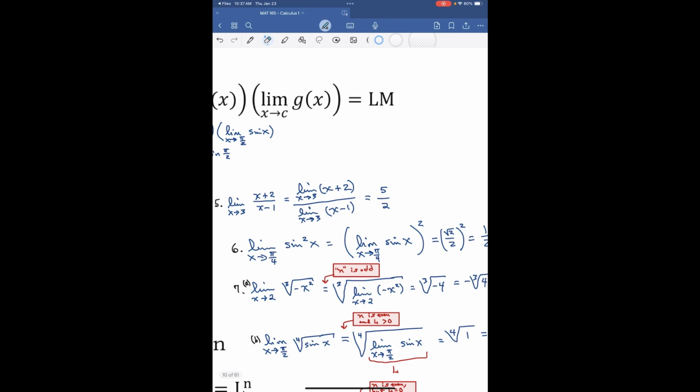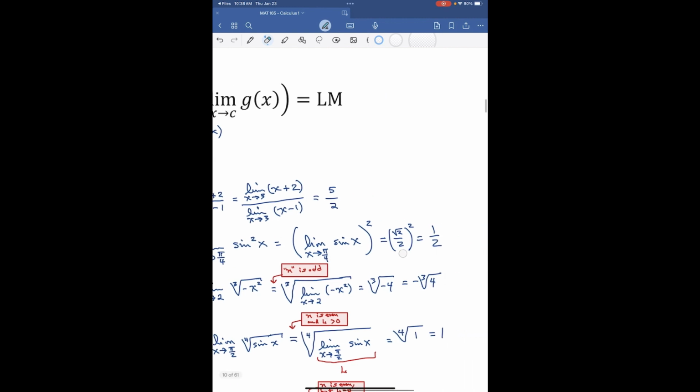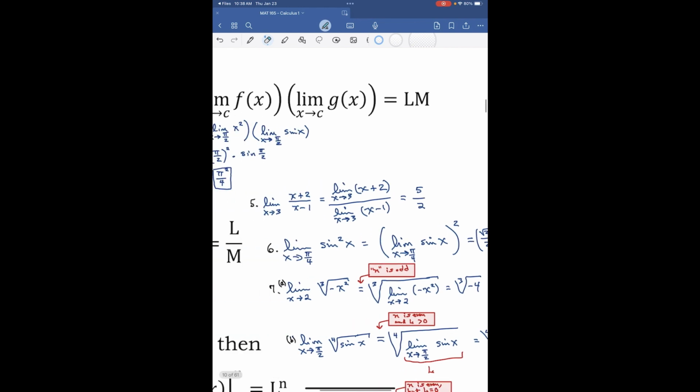And so here we've got sine of x to the second power, and we're looking at the limit as x approaches pi over 4. And so that's equal to the limit of sine of x and then that squared. And then the limit of sine of x as x approaches pi over 4 is the sine of pi over 4, which is the square root of 2 over 2. And so we get 1/2 for the answer. Okay, so that's the power rule.